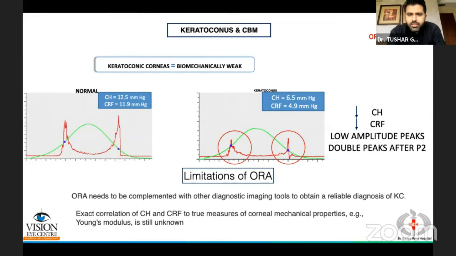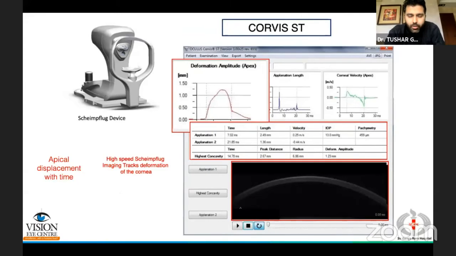The limitation of this machine is that it's not really that sensitive. It's not able to pick up fine variations by itself. So just by itself, it's not enough to have this modality. You need other modalities to complement this. And also, the exact correlation of this with true measures of corneal mechanical properties is still not completely known.